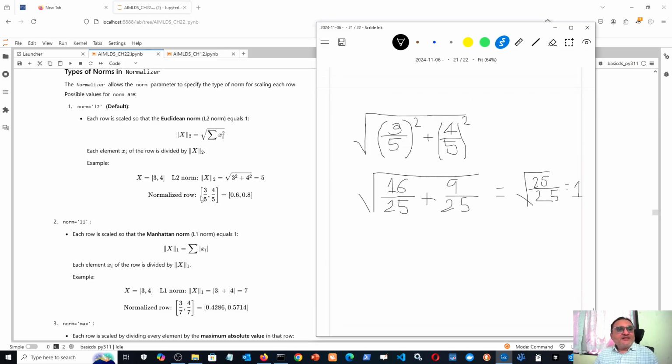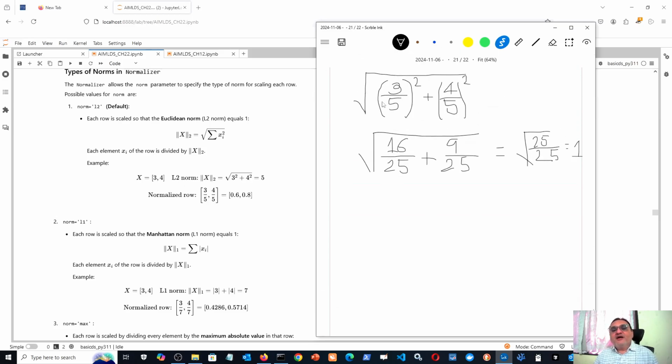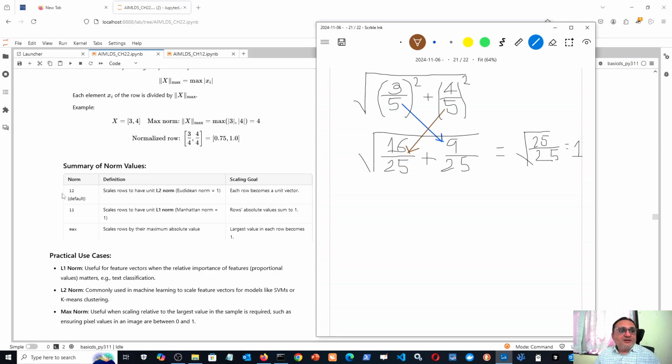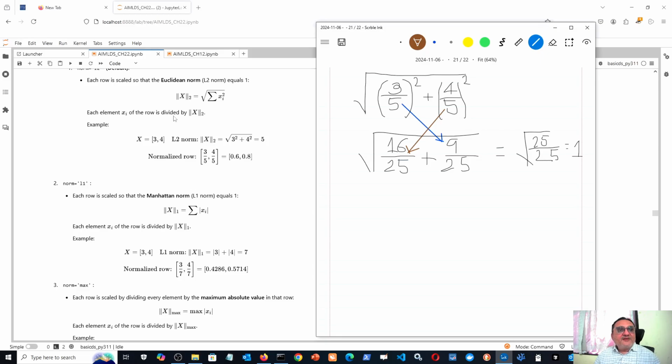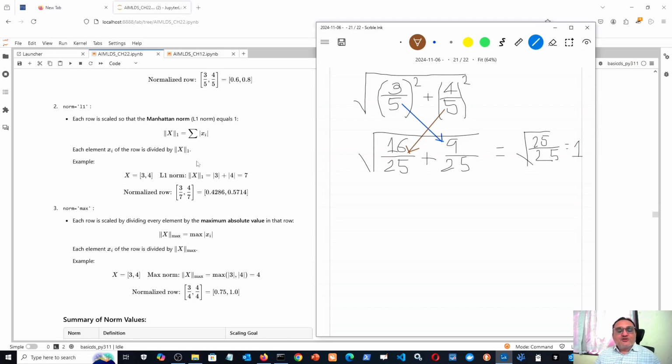So you can see this is 3 by 5 comma 4 by 5. If I find its magnitude, it is under the root 3 by 5 square plus 4 by 5 square, right? And 3 by 5 square is 9 by 25, and 4 by 5 square is 16 by 25. Therefore, if I add them, it is 25 by 25, and that is 1. So this is actually a unit vector. So the goal of L2 normalization is to make each row a unit vector. Okay. And therefore, this type of normalization is often important in physics also.